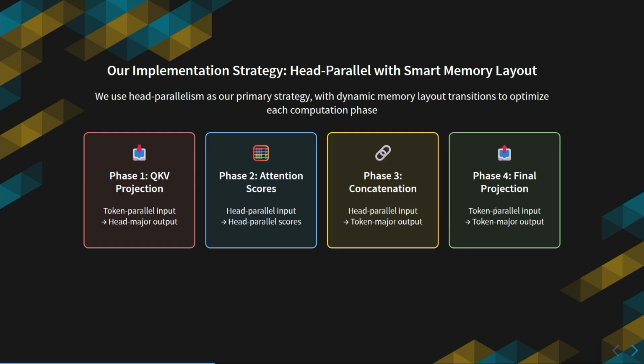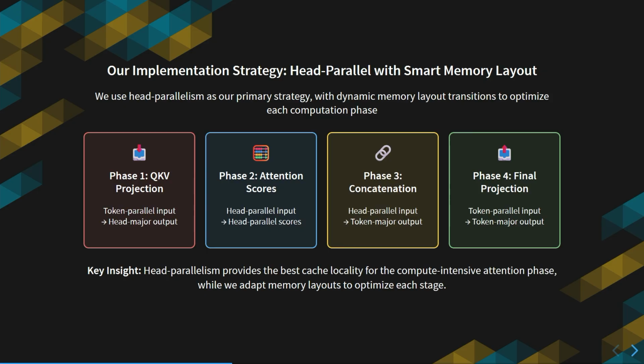The key insight here is that head parallelism provides the best cache locality for the compute-intensive attention phase, while we adapt memory layouts to optimize each stage. This strategy is what enables us to achieve world-class performance on CPUs. So there's a lot of memory kung fu going on over here so that we can constantly keep the caches hot and minimize eviction. That's really what my research and analysis is all about when I'm designing this for CPU from the ground up.